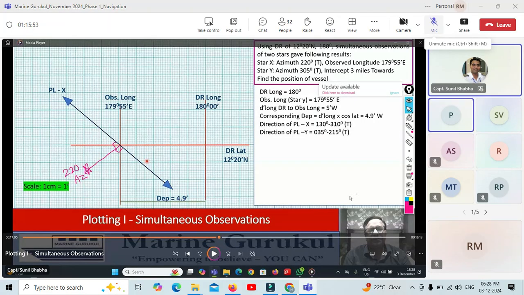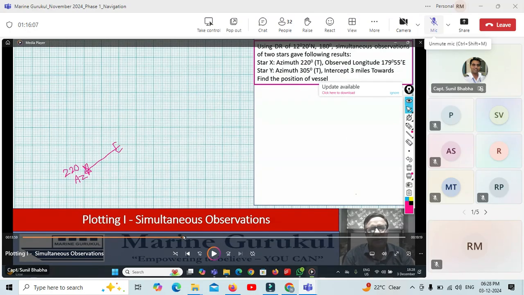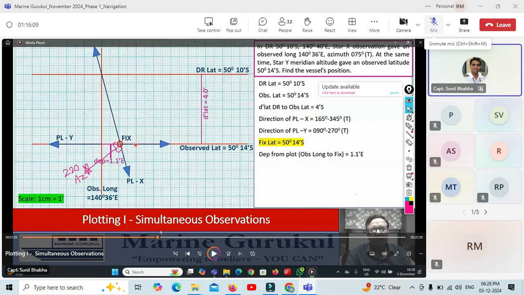Clear? Okay. Sir, excuse me. Go ahead, beta. Sir, in last question, we are talking about whether we can plot this DR long. If at all we are plotting, then again we have to find its departure to plot, right? Let's go, let's plot it, beta. You are having this doubt again and again. Let's plot it. Okay, where is DR long? 140 40 east. So let's plot it. 140 40 east.